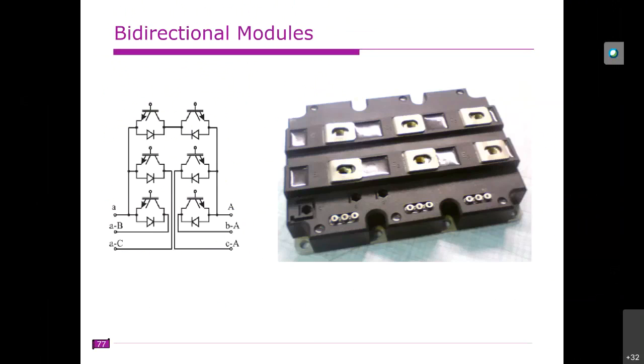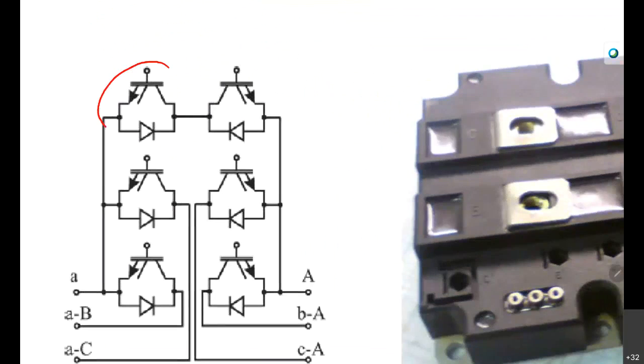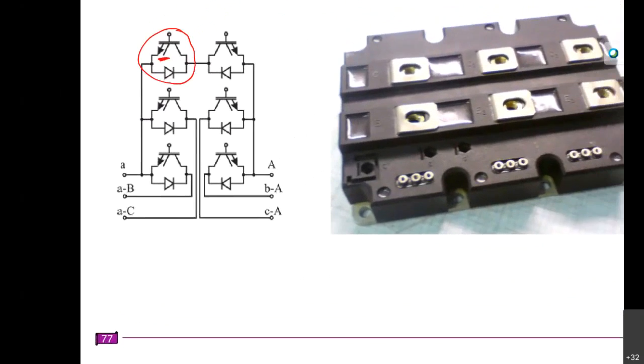Now these bidirectional modules are also available in the market. So this is the symbol for a bidirectional switch. There is one additional line, some additional line, and that represents the bidirectional switch.